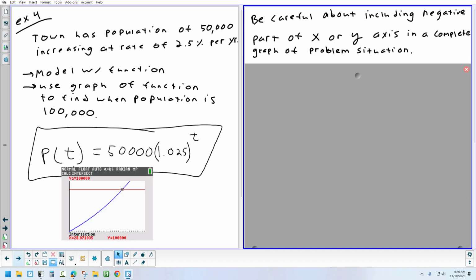When you're graphing, as always, be careful about including negatives. A lot of times negatives don't make sense in a word problem. Okay.